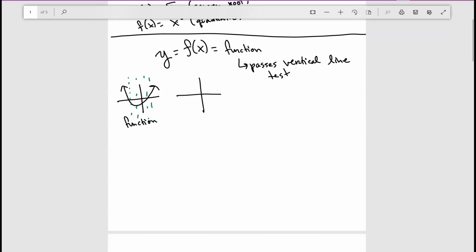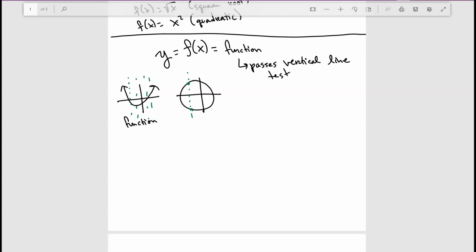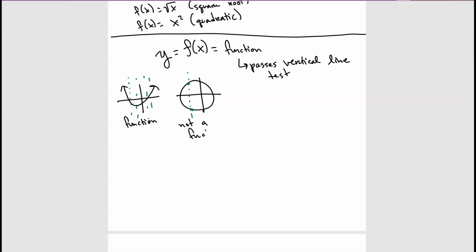However, this circle is not a function because if I draw a vertical line through this particular graph, you'll see that it crosses it at two different points. So therefore, this is not a function. For example, a line will be a function. And also something that is kind of wavy will also be a function. So we have all these different types of functions and not functions, and we know how to classify them.